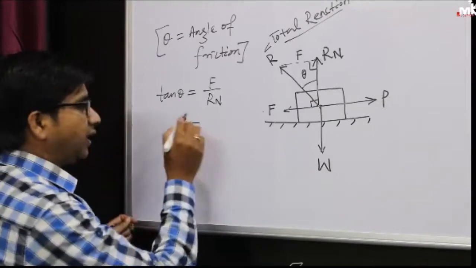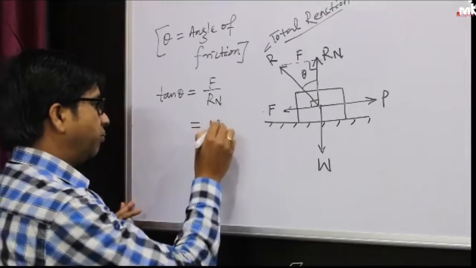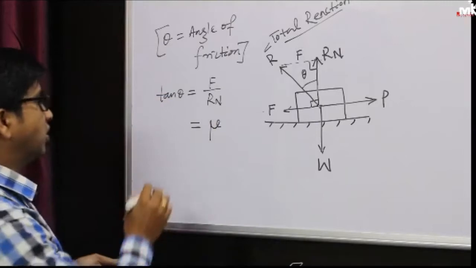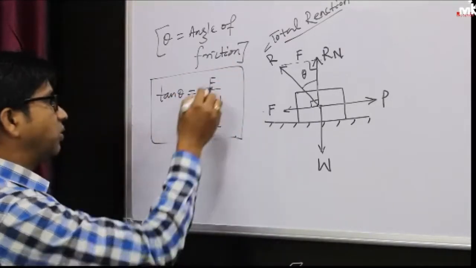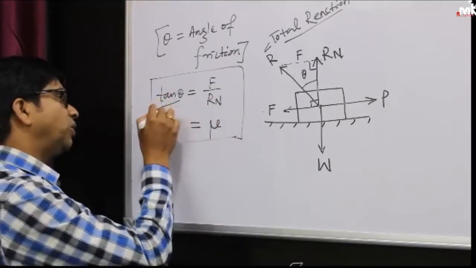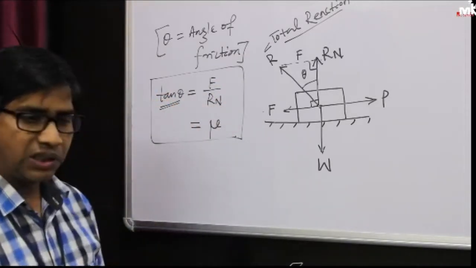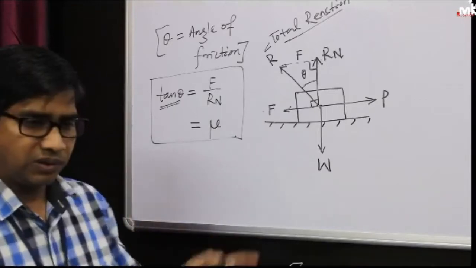And F by Rn, later on you will write, is mu, that is the coefficient of friction. So this mu, which is called your coefficient of friction, is nothing but F by Rn, which is also equal to the tangent of the angle of friction. You will read this in the laws of friction.